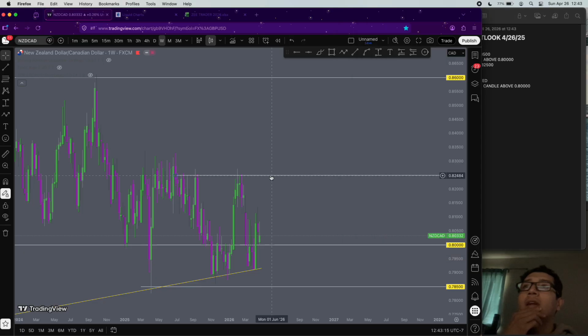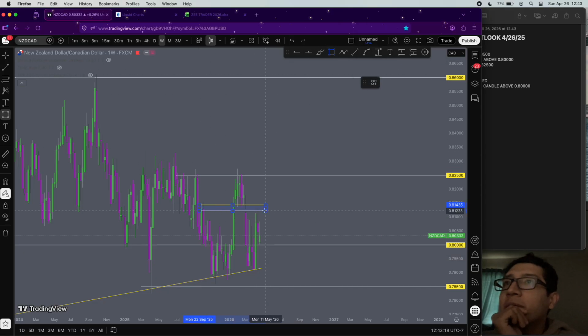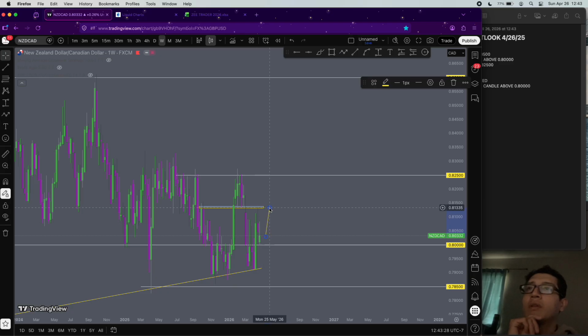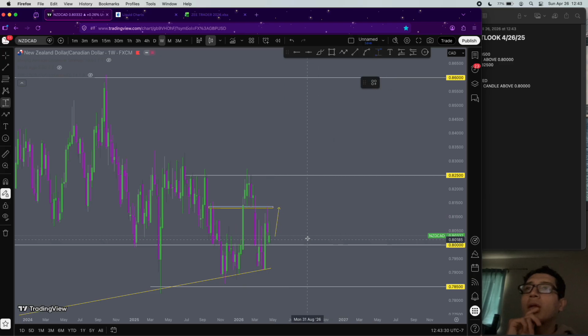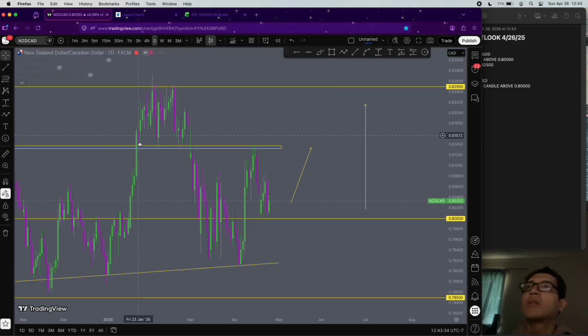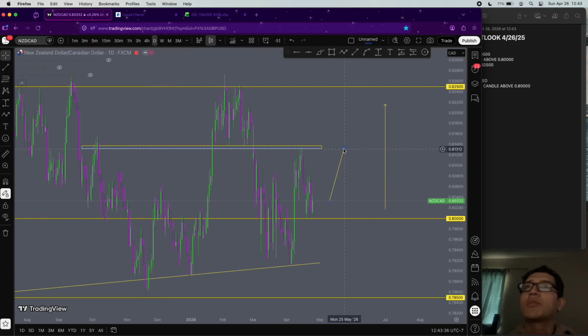and then we have the next possible target for the weekly could be, you can see we have a previous area of supply right here and demand right here. This could be the next possible target for the weekly, and that is 100 pips away. So now I hop into the daily. We have multiple targets. We have our monthly target and then our weekly target.